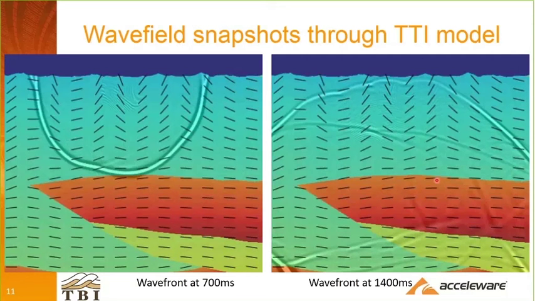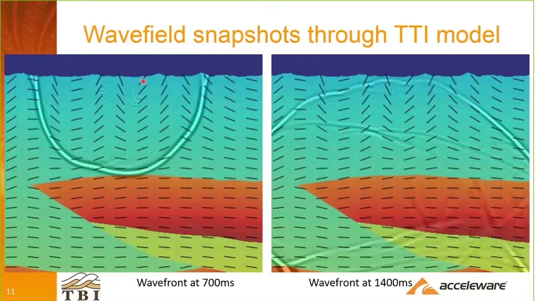On the left, I'm showing a snapshot from a shot that would have gone off sort of around here somewhere, and you can see that the wave field is not expanding spherically. It's bulging out in areas where the wavefront spent more time traveling parallel to bedding, which would be a faster direction, and it's time delayed in areas where it spent more time traveling perpendicular to bedding.